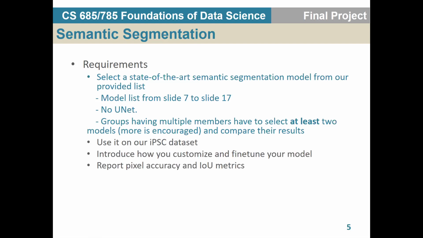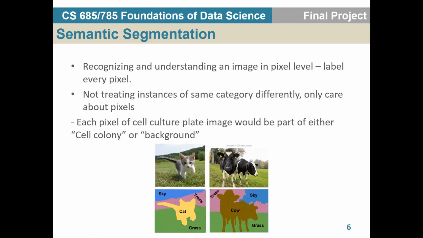So semantic segmentation is recognizing and understanding an image at the pixel level. In our case, we are interested in colony pixels. So we have to find all those pixels where a colony is, and identify them. By doing that, we would not differentiate between one colony and another colony. All colonies will be treated just the same.